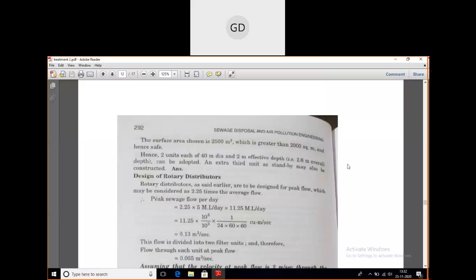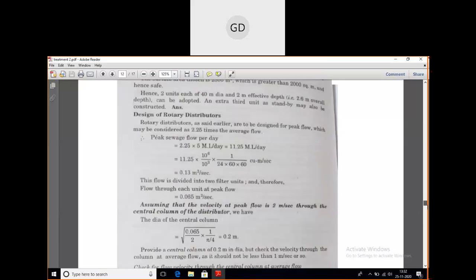Finally, the final line you can write is that you have two units, each of which we have assumed 40-meter diameter and 2-meter effective depth. So 2 meter is effective depth, and if you provide freeboard of 0.6, the total overall depth you will get is 2.6 meter. One extra third unit also you can provide as a standby. Later you can use it. So this is your first part of the numerical solved.